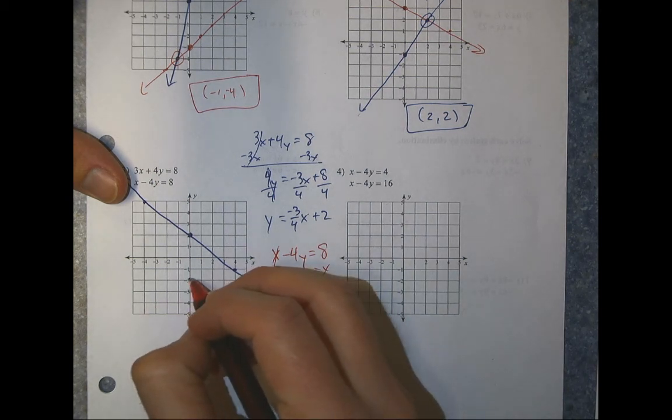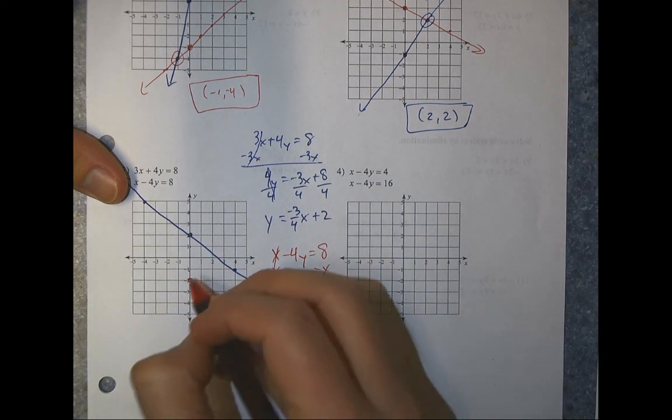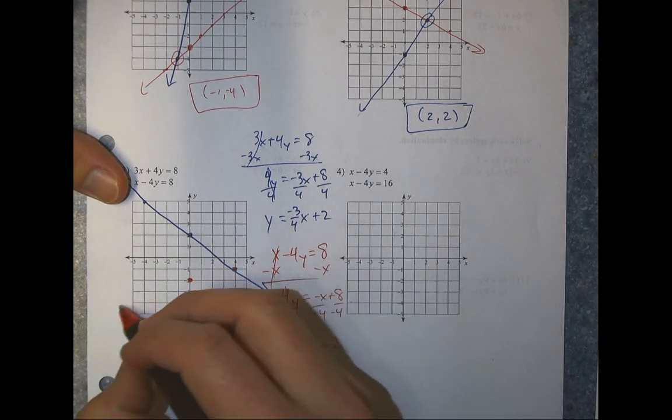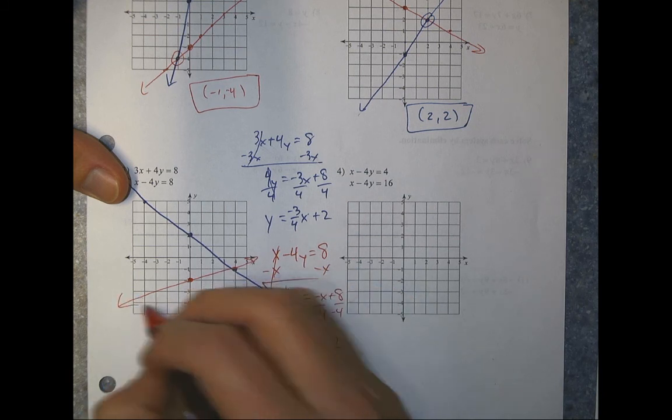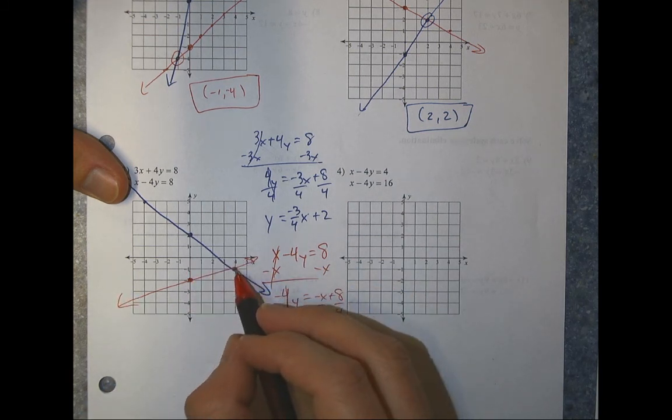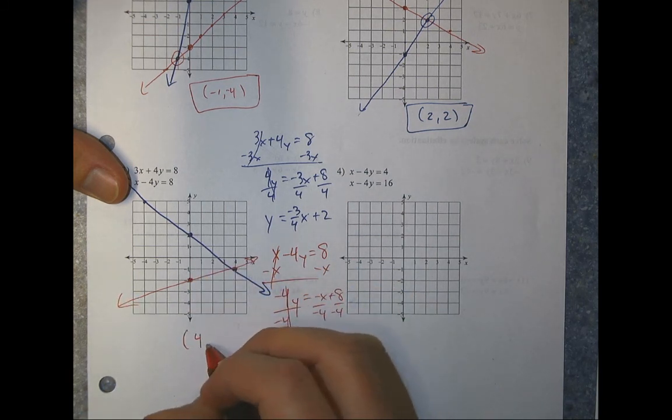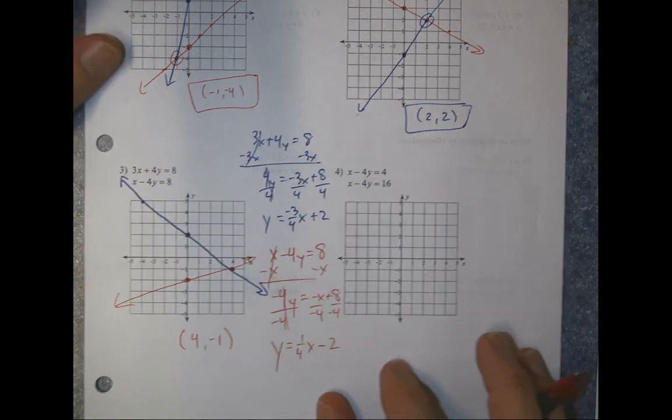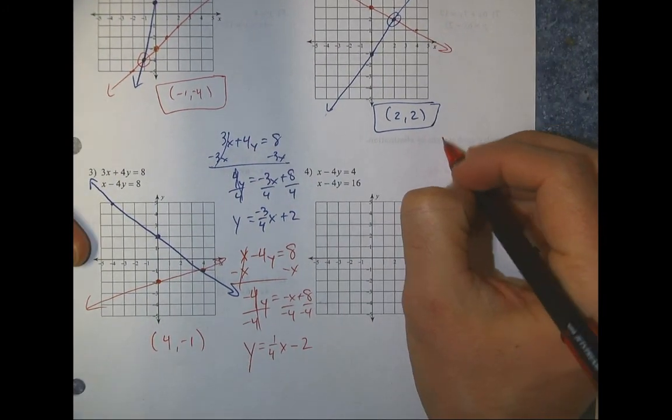So we are starting at -2 based on my intercept, and we're going up 1 over 4. And right there you can see that's going to be our point of intersection. And the x value there is 4. The y value is -1. Moving on to number 4.